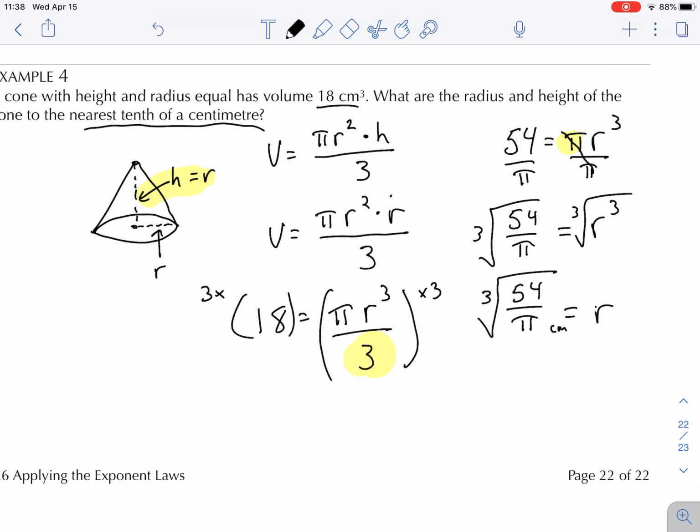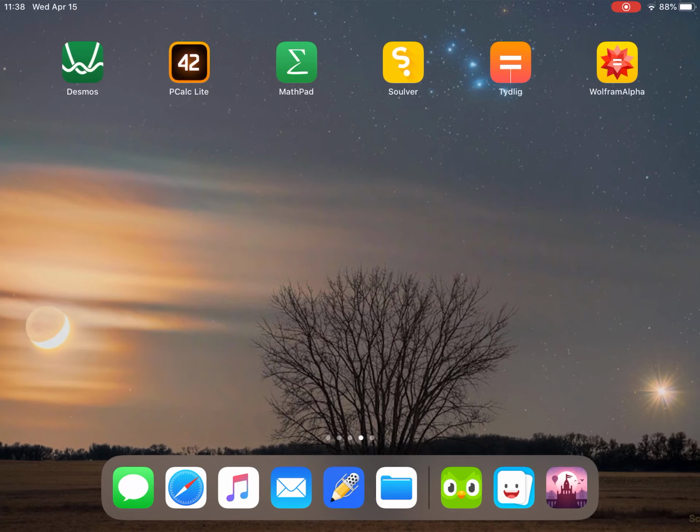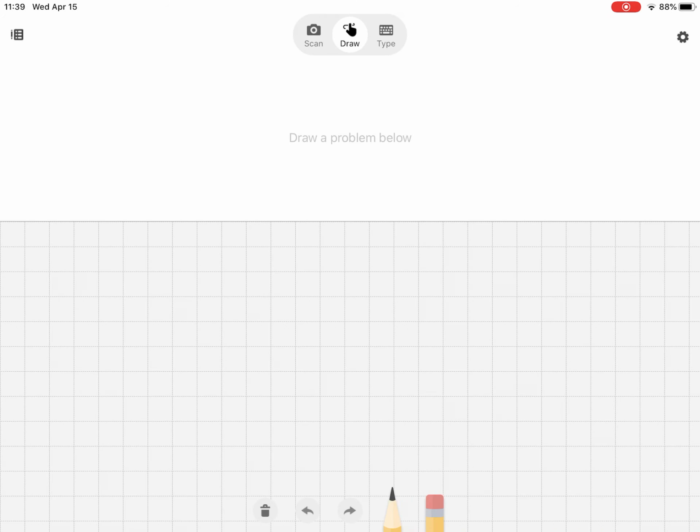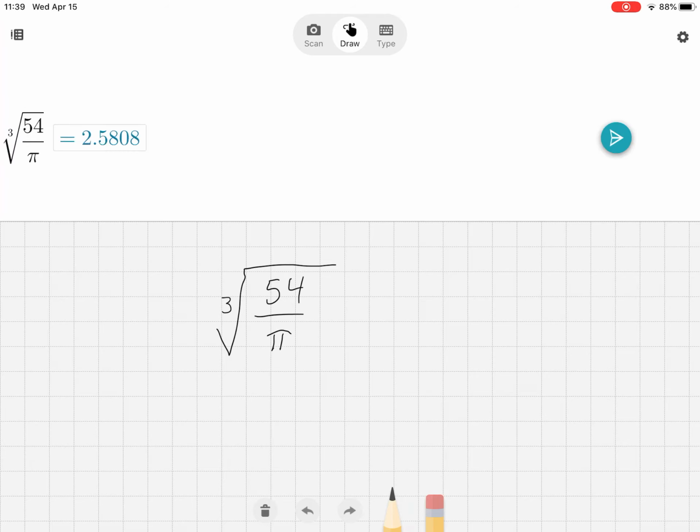But the question's asking for the nearest tenth of a centimeter. So we're going to go to a calculator and try and figure this out. I'm going to try Microsoft Math again, which you can download for free and use. So Microsoft Math. We're going to see if this works. I have my pencil on. I'm going to draw it. The cube root of 54 divided by pi. Let's see if it interprets this.